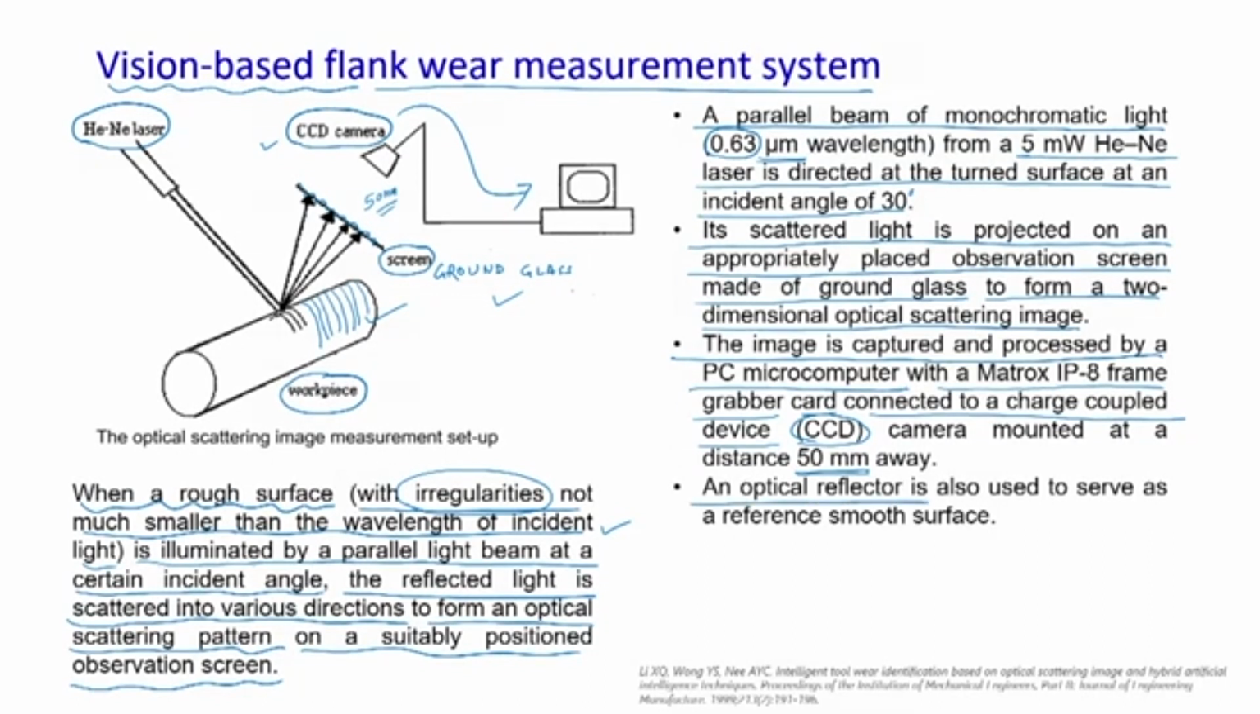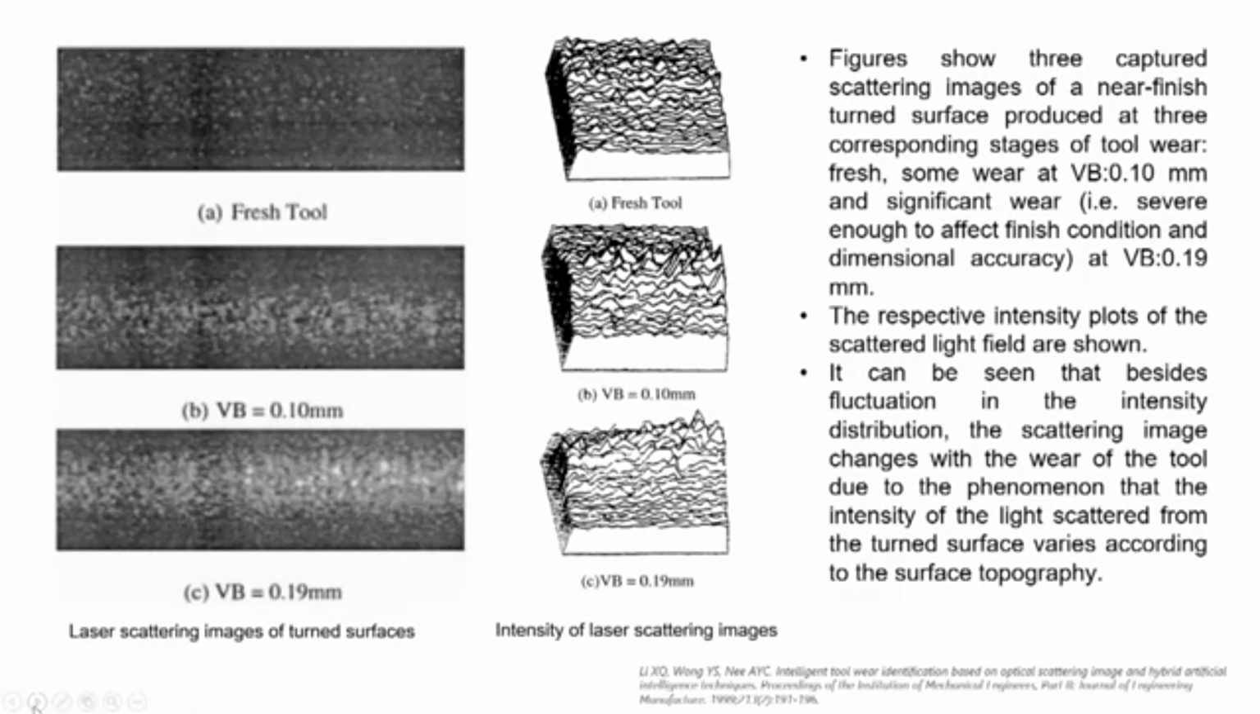We are also using an optical reflector to serve as a reference smooth surface. We are getting various images of the rough surface, but we have to have some reference, some datum, and for that we are using an optical reflector, which certainly will give a smoother surface. Now, when we got various images, these images are there on your screen. Here you can see the laser scattering images of the turned surface. This is the turned surface.